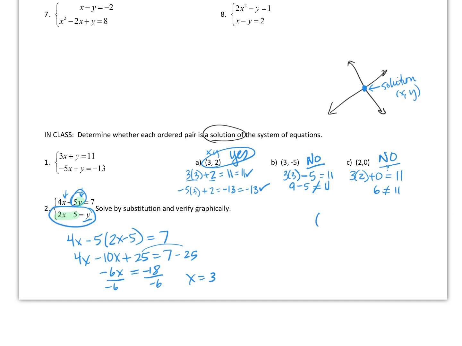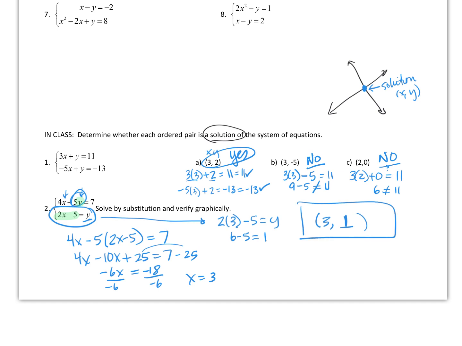So that's part of my answer. X is 3, but I need the y part. How am I going to find the y part? Plug it into that equation, yeah. 2 times 3 minus 5 is my y. So 6 minus 5 is equal to 1, so that means my y value is a 1. And that's it. That's your answer.